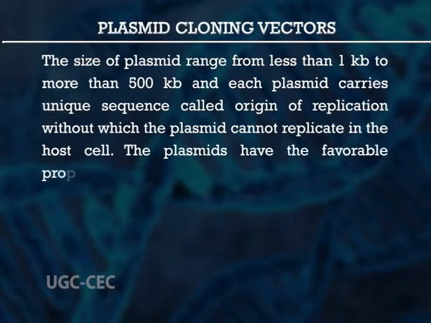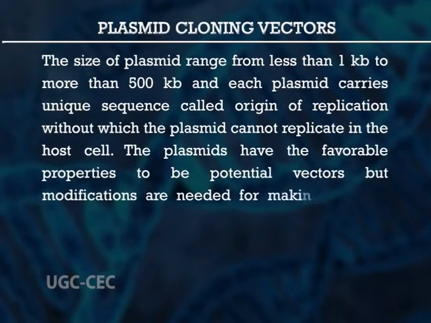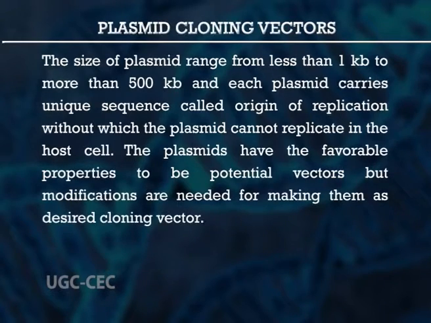Plasmids have favorable properties to be potential vectors, but modifications are needed to make them desired cloning vectors. This is because the properties of high-quality vectors are lacking in natural, unmodified plasmids. A high-quality cloning vector should be small in size, less than 15 kb, should have a unique restriction site for DNA insertion, and should possess one or more selectable markers for identifying the transformed cells containing the cloned gene.